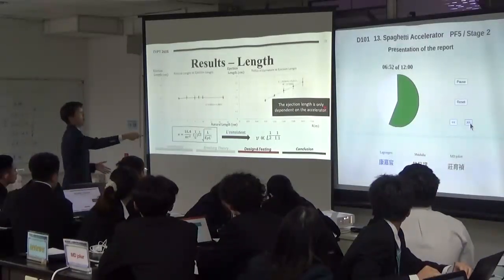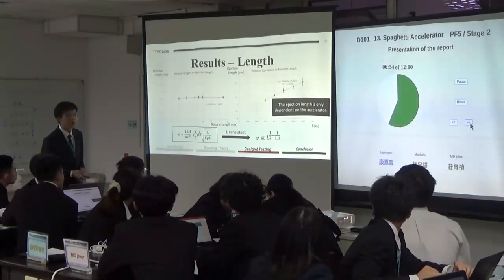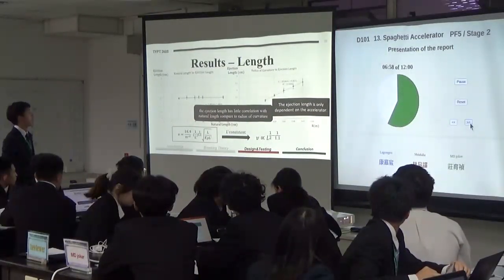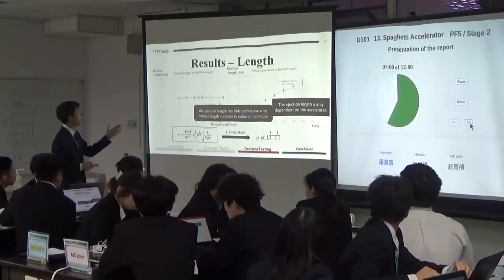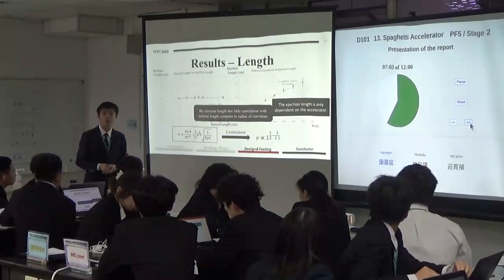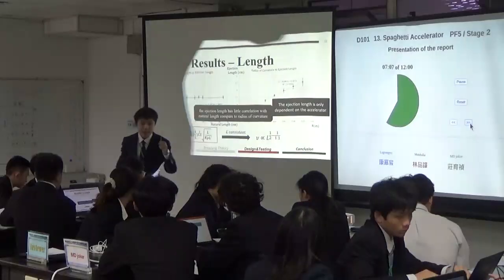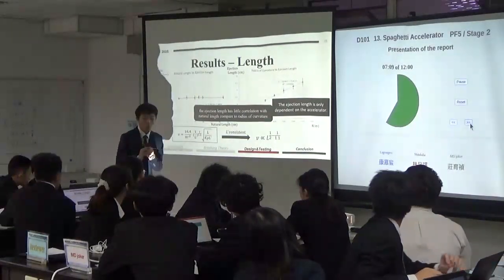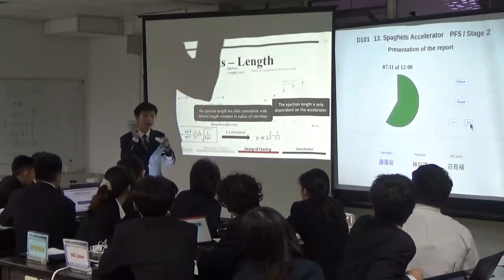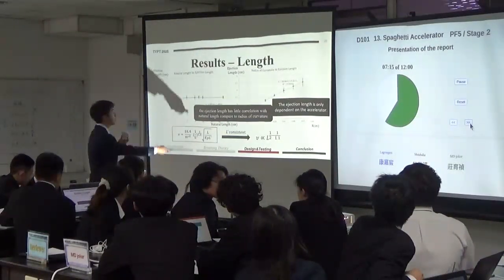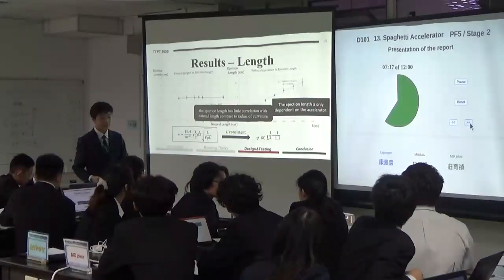And so the ejection length is only dependent on the accelerator rather than on the spaghetti. And the ejection length has little correlation with the natural length compared to the radius of curvature. As you can see, what we consider is that this is the natural length, where we insert, and after it is ejected, this one ejected out is the one that we consider as the ejection length.